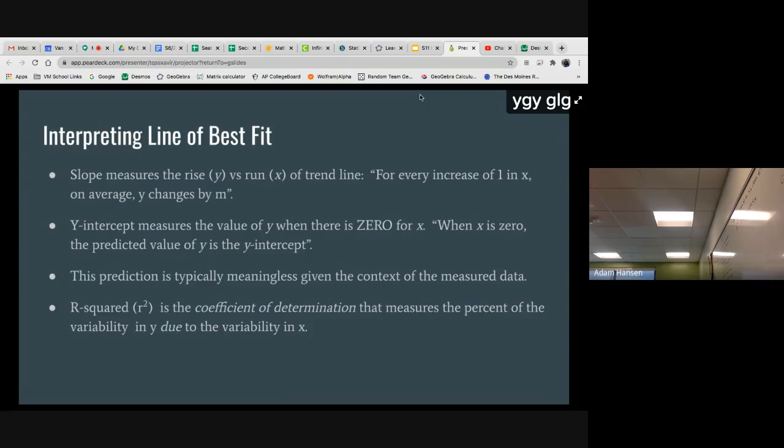So if x is 0, how do I find the value of y? Y equals 2x minus 3. Plug it in. Y is equal to 2 times our x value, 0, minus 3, that's negative 3. When x is 1, 2 times 1 is 2, minus 3 is negative 1. When x is 2, 2 times 2 is 4, minus 3 is positive 1. When x is 3, 2 times 3 is 6, minus 3 is 3.